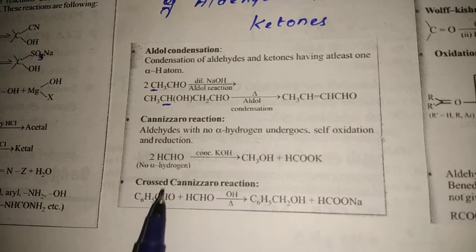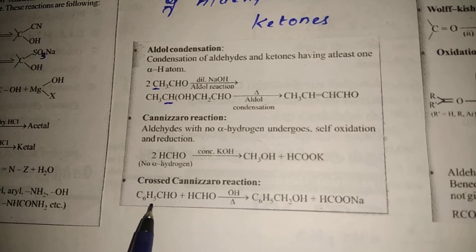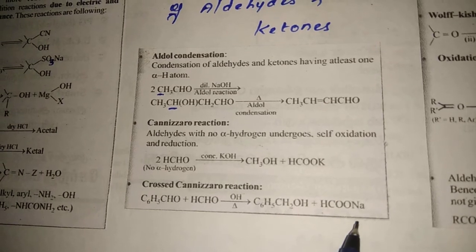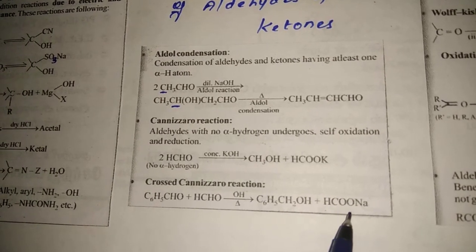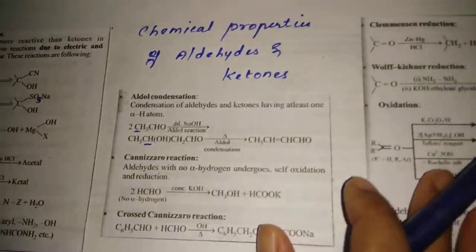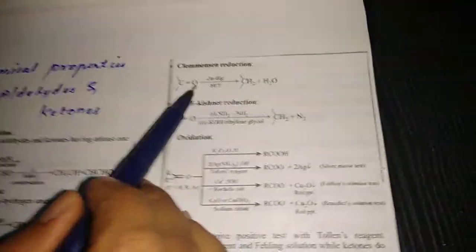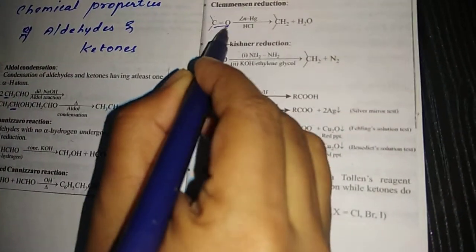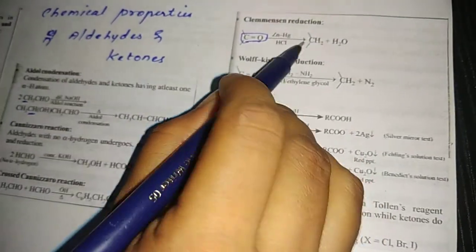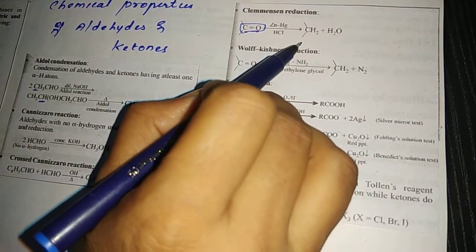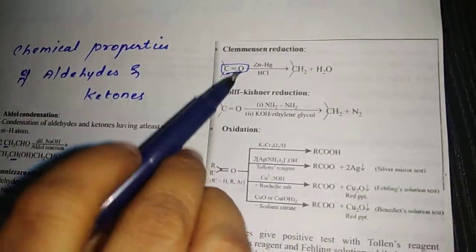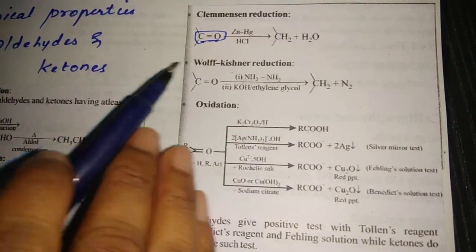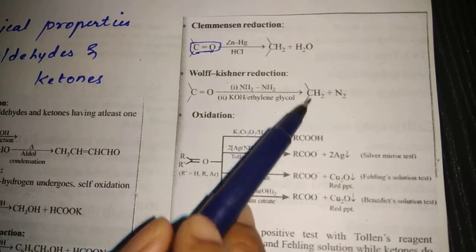Crossed Cannizzaro reaction: here one is benzaldehyde, which also does not contain alpha hydrogen, and one more is formaldehyde. This forms benzyl alcohol and sodium formate. Then the Clemmensen reduction: here amalgamated zinc in presence of hydrochloric acid converts the CO group, this carbonyl group, into a methylene group, CH2. So alkane is formed. The reagents differ but the products are the same. When we convert aldehydes or ketones into the respective alkane, the carbonyl group CO is converted into CH2.